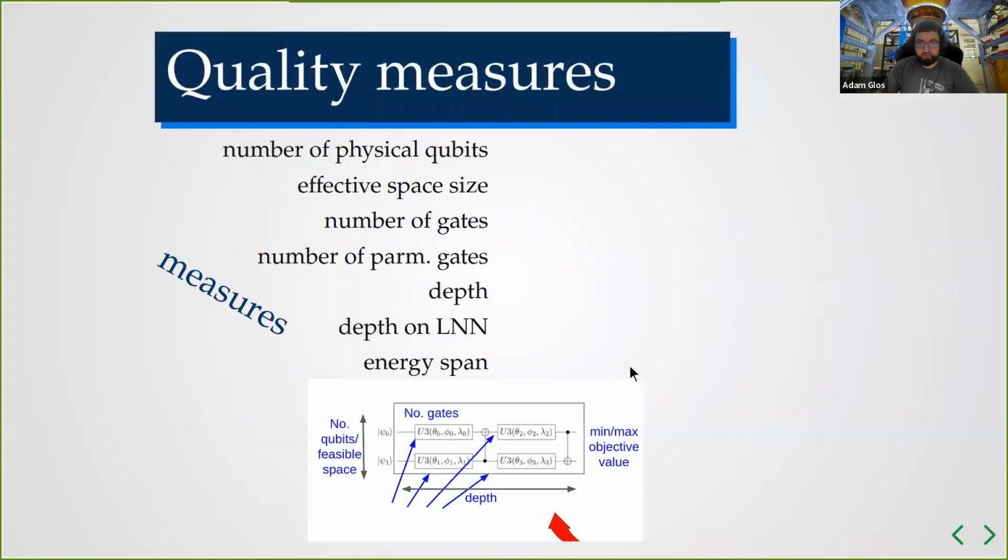So Ben already introduced all of the important quality measures. There is the number of physical qubits, the effective space size, which is defined as the logarithm of the dimension of the subspace of the linear space we are living in, the number of gates, the number of parameterized gates, the depth on two architectures, whether qubits are connected all to all or arranged in a line, and finally the energy span, which is the difference between the maximum and minimum objective value.